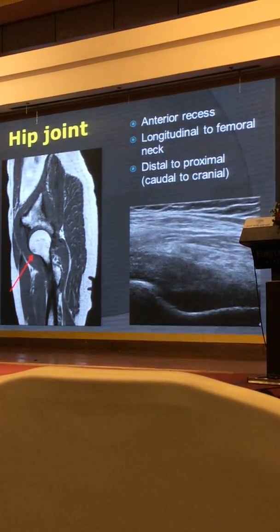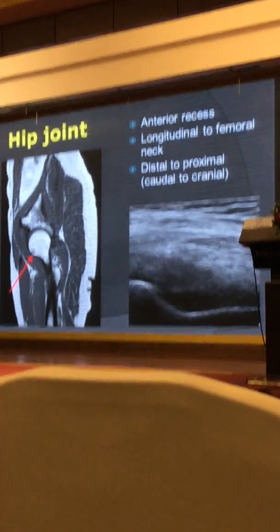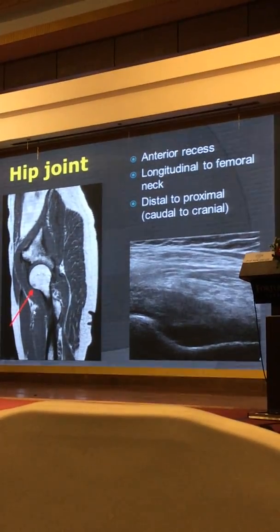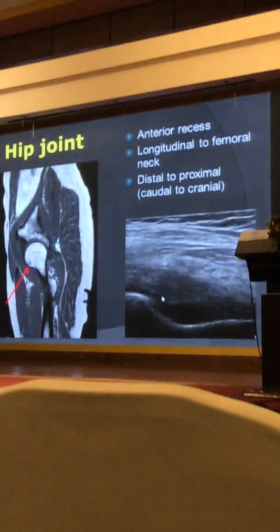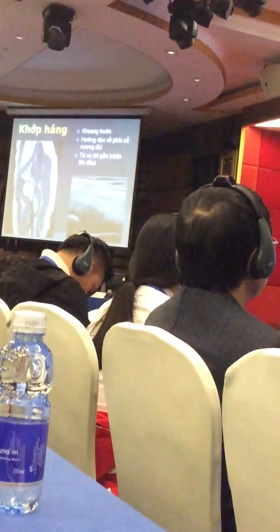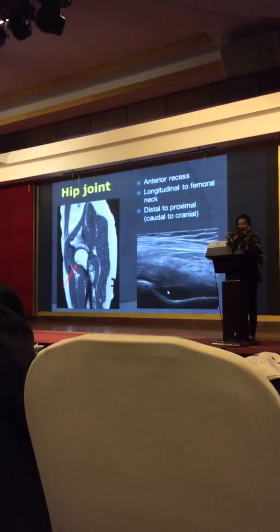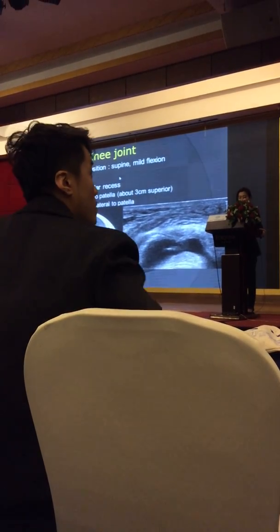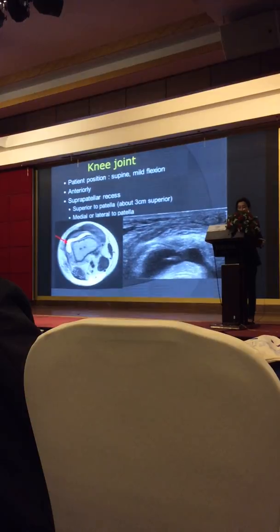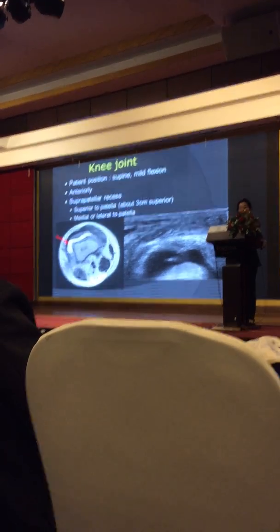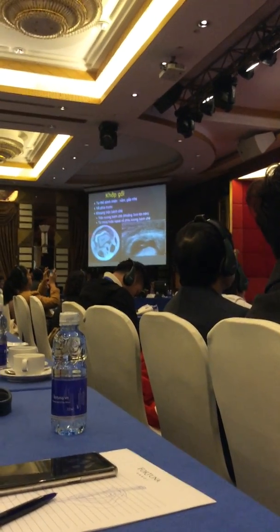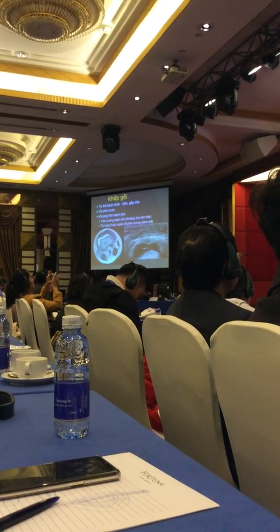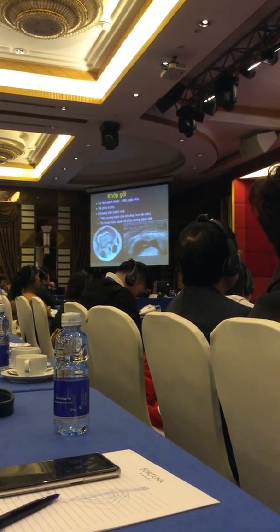For the hip joint, you target the anterior recess, longitudinal to the femoral neck, from a distal to proximal or caudal to cranial approach. You can check whether the joint anterior recess gets distended by doing a test injection. For the knee joint, the patient is usually lying supine or in myoflexion. You use the anterior approach, targeting the suprapatellar recess about 3 centimeters superior to the patella. You can use either a medial or lateral approach.